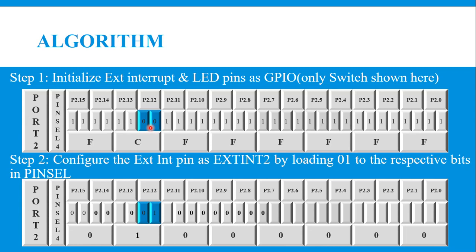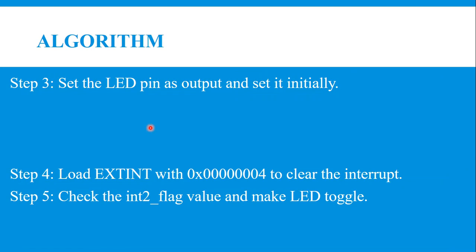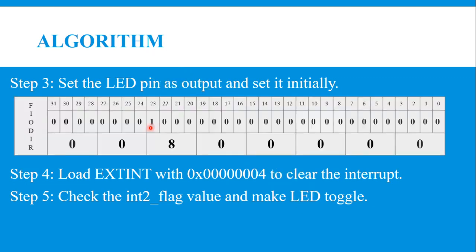Now set the LED pin as output and set it initially, so that upon occurrence of the interrupt the LED is turned off. For that reason, the LED pin is set as output and kept set at the initial stage. Then load the EXTINT register, a 32-bit register, with the value 0x04. If you segment the code of 4, it is 0100, so the last nibble has bit number 2 set to 1.